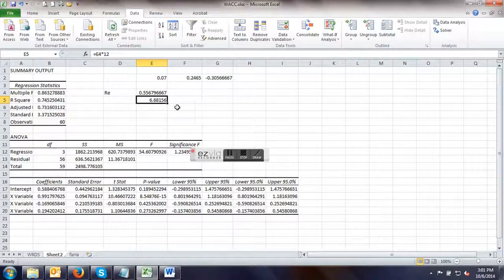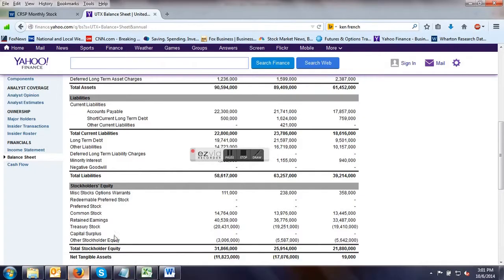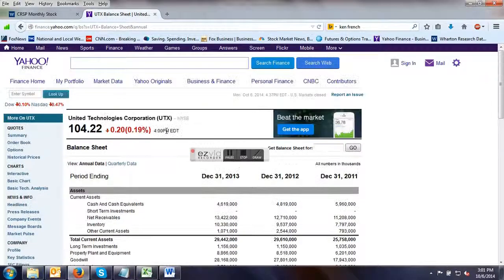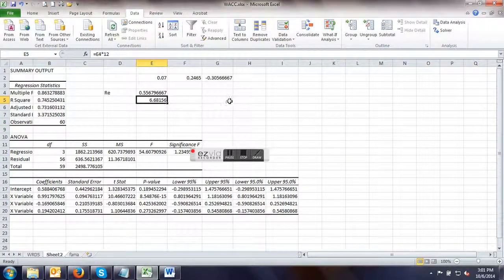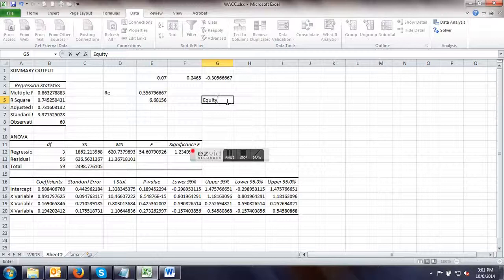Now we're also going to need to have some equity information and debt information. You're just going to come here to Yahoo Finance. You'll enter your ticker symbol. Mine's again UTX. So the market cap is 95.3 billion. That's fine. So I'm going to say that equity is 95.3.